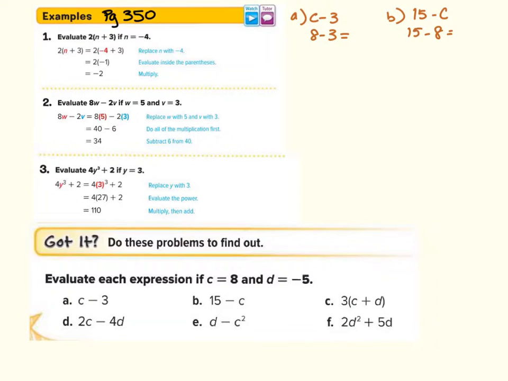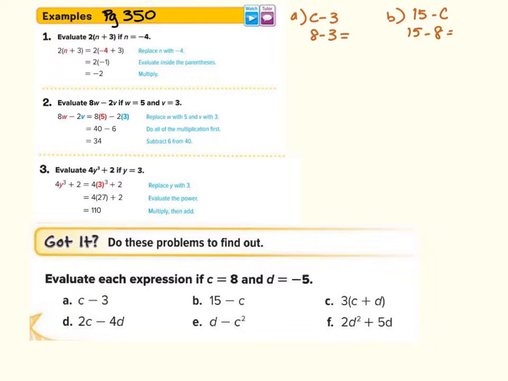On page 350, you see 3 different examples of how to substitute what is given to you in place of the letter or the variable. So if you look at number 1, 2, and 3, they substitute the value in place of a letter. So look at number 1. You have 2 times n plus 3. So instead of writing n, put -4 in its place, and then go ahead and simply solve the expression. You end up getting -2.